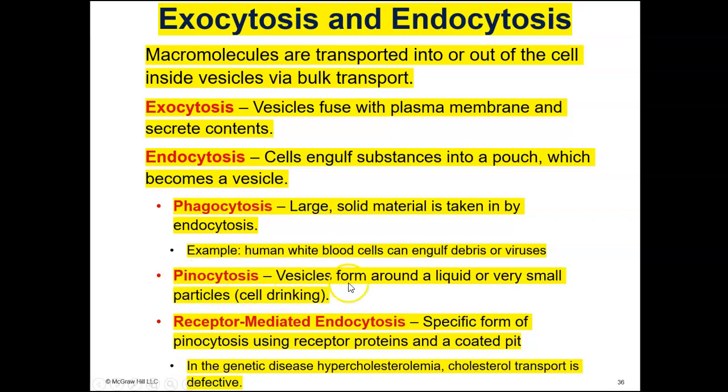Pinocytosis is when the cell is taking in small particles that are dissolved in a liquid. So we actually call it cell drinking, whereas phagocytosis is sometimes called cell eating. Now, if the endocytosis involves receptors, then we call it receptor-mediated endocytosis. It's a specific form of pinocytosis that uses receptor proteins and a coated pit, and we'll look at a picture in just a minute.